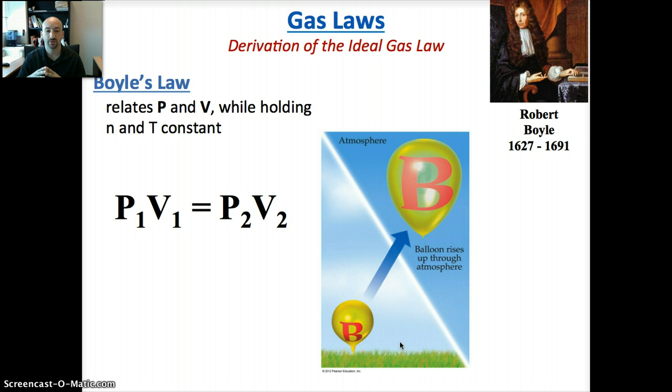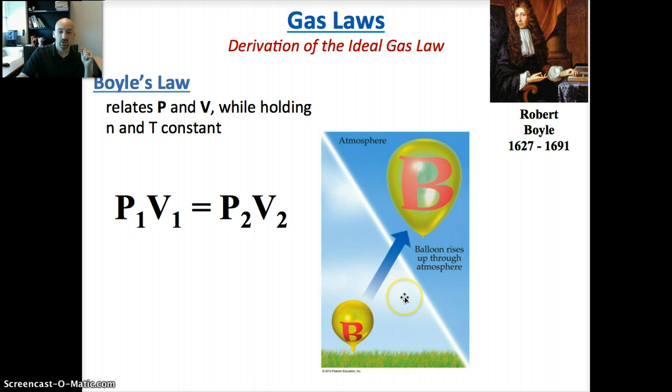First, we're going to talk about the pressure-volume relationship, which was defined by Robert Boyle, and this is called Boyle's Law. Boyle's Law basically says that P1 V1 is equal to P2 V2. So the pressure of gas 1 and the volume of gas 1 is equal to the pressure 2 and volume 2.